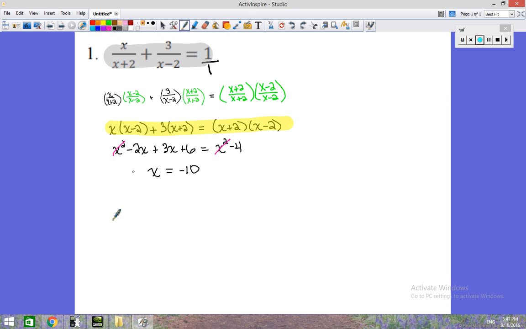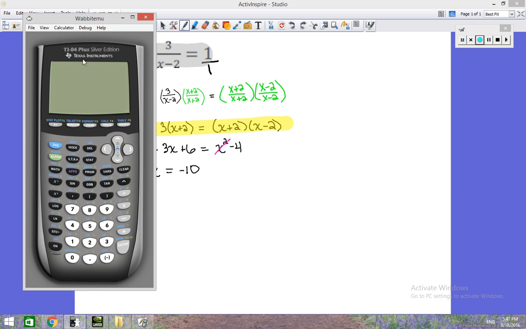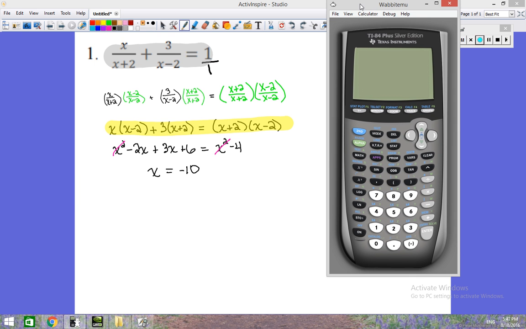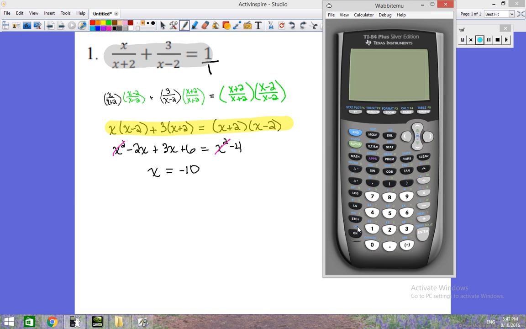So I need to plug in -10. So let's pull up my calculator here. I'm loving this calculator more and more as I use it. However, I don't like that I still have difficulty seeing the shades of blue, using these alternate functions here. But hey, we'll get used to it.